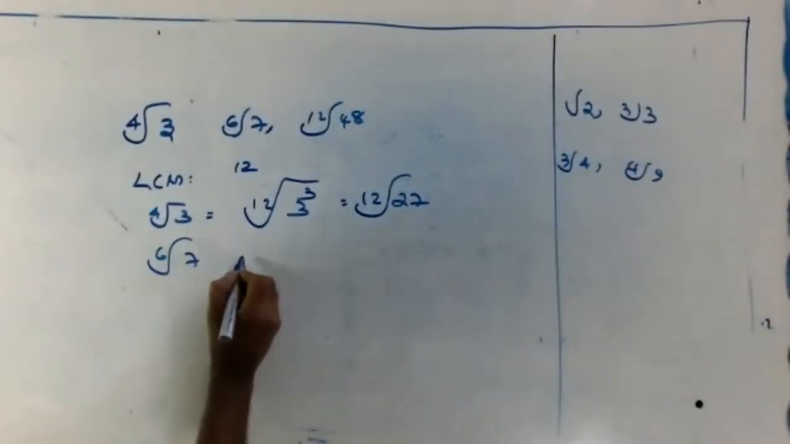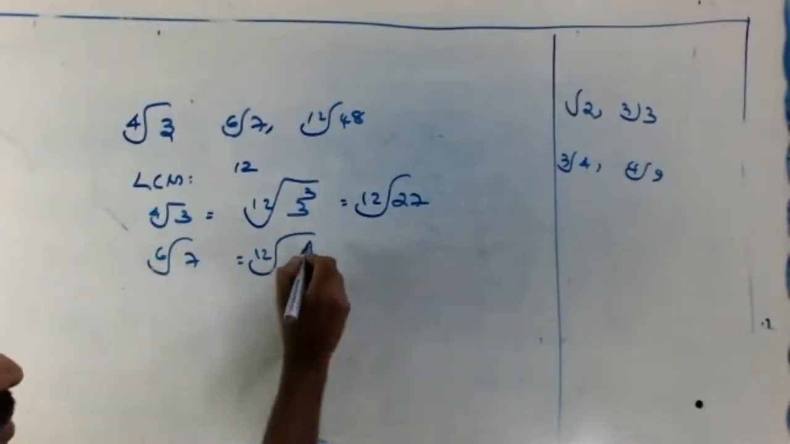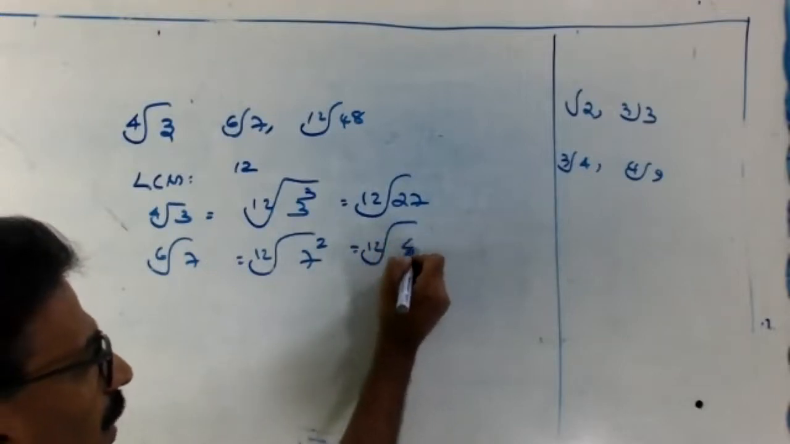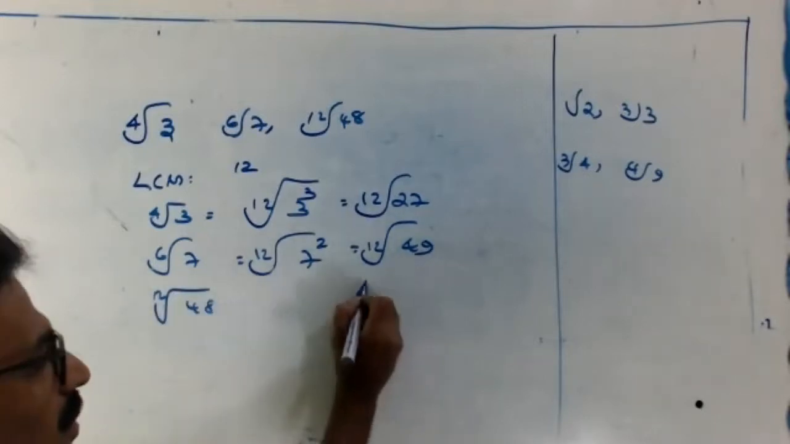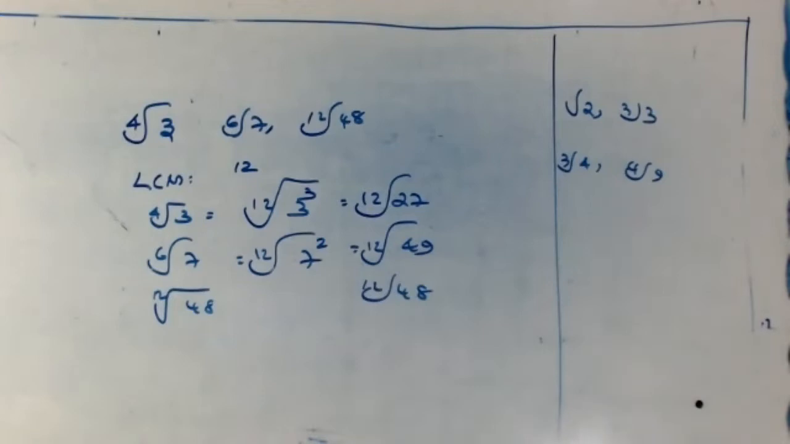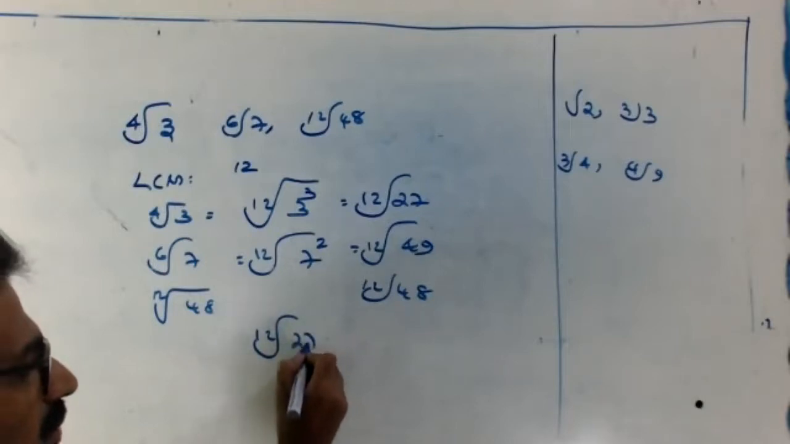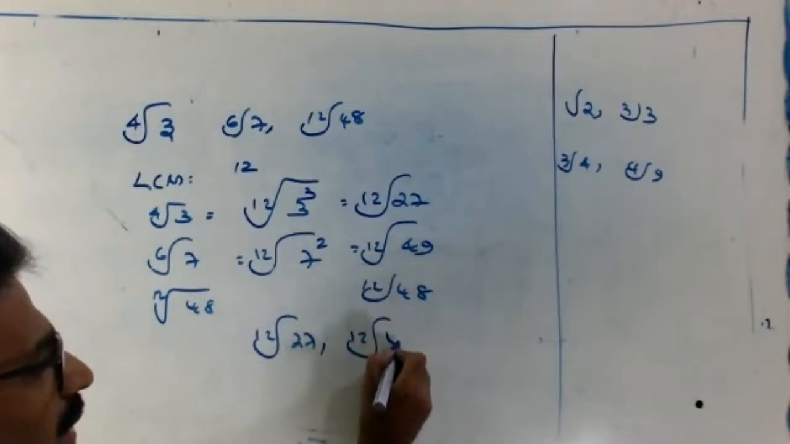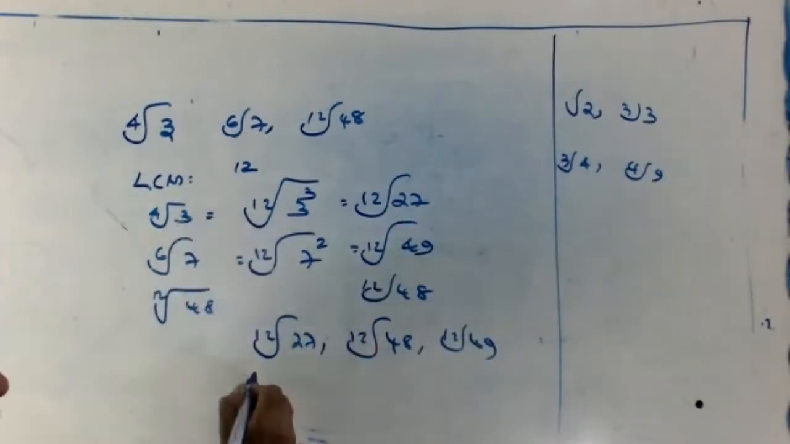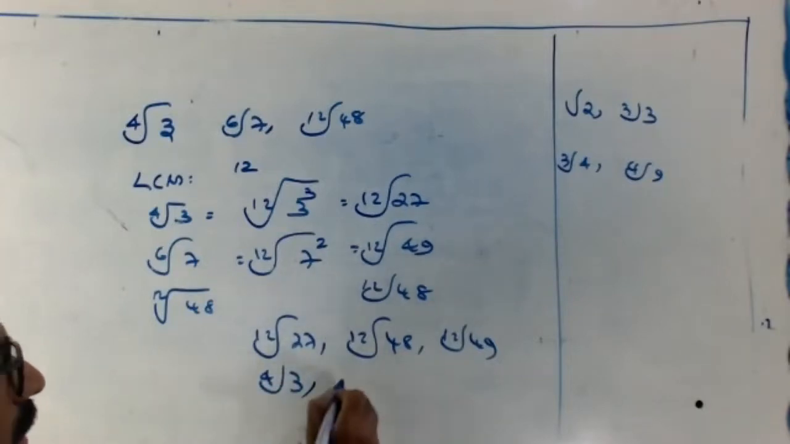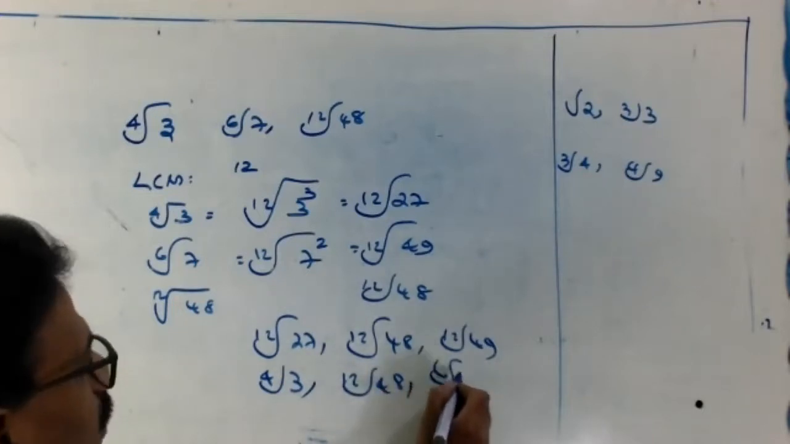Sixth root of 7: 12 here, 7 here, 12 divided by 6, 2. That is 12th root of 49. Now 12th root of 48, same. Ascending order means first 12th root of 27, 12th root of 48, 12th root of 49. Then corresponding: 4th root of 3, 12th root of 48, then 6th root of 7.